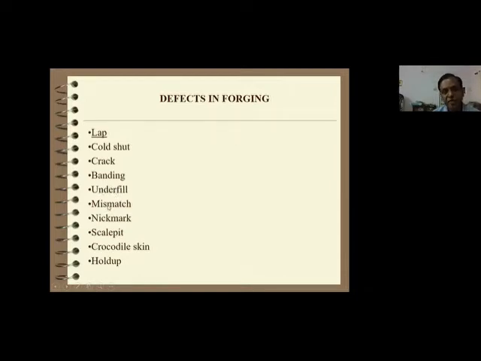Then the mismatch: if the die is not properly set, either front or sideways mismatch can be there, and the dimension again will not meet the drawing requirement, and we have to scrap the job.